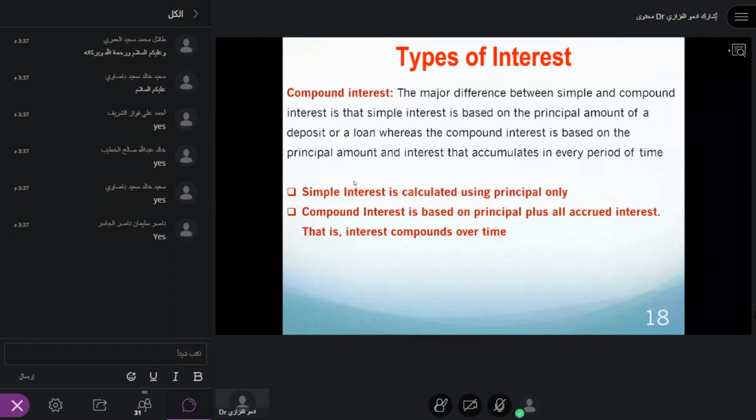Simple interest, in other words, is calculated based on principal only, while compound interest is based on principal plus all accrued interest. That is, interest compounds over time. That is, the amount that the interest is gaining over time is the compound interest.